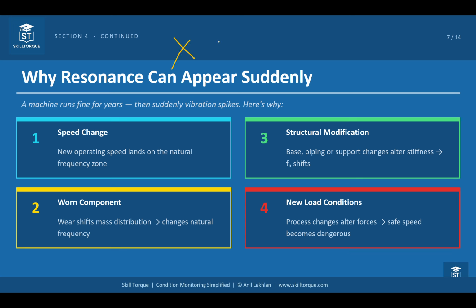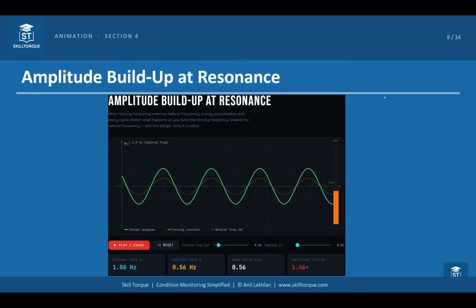And here is what makes resonance so dangerous from a maintenance perspective. It can appear suddenly. A machine runs perfectly for years, and then something changes: a different speed setting, or maybe some component is worn. Let's say the shaft is slightly worn, or the fan is slightly worn, or the bearing is slightly worn. That shifts the natural frequency, or there is a modification to the supporting structure, right? And suddenly the machine comes into resonance, the vibration level spikes up, and damage may happen fast, right?